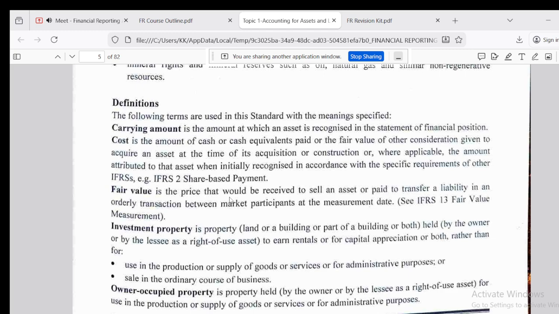So where have you reached? Capital appreciation or both, comma, rather than for use in the production or supply of goods or services or for administrative purposes.